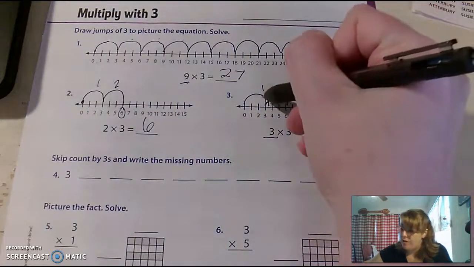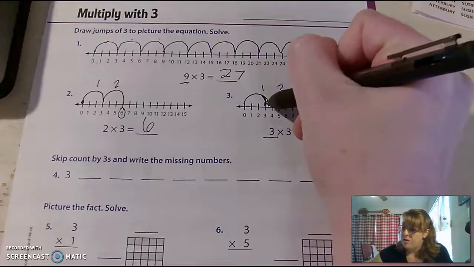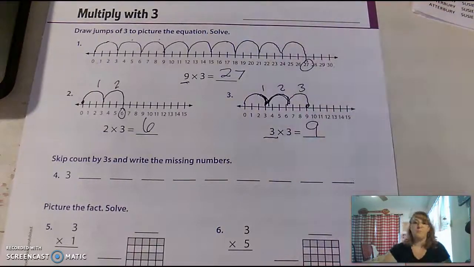Well, that should have been right there. Look at that. Oh my goodness. Look at you, Mrs. Forte. You're a mess. All right.